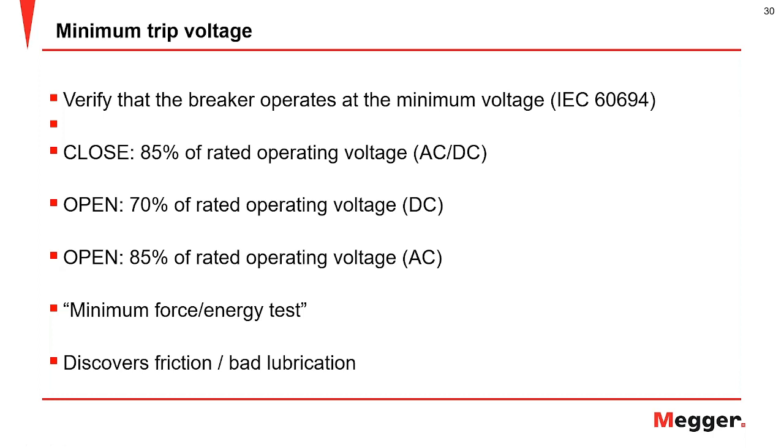This test is called sometimes a minimum force, minimum energy test, and the energy refers to the energy of the coil assembly and armature assembly, as in a lower voltage will result in a lower level of energy to release the latch mechanism. This type of test can point to issues with friction due to bad lubrication of the circuit breaker mechanism.